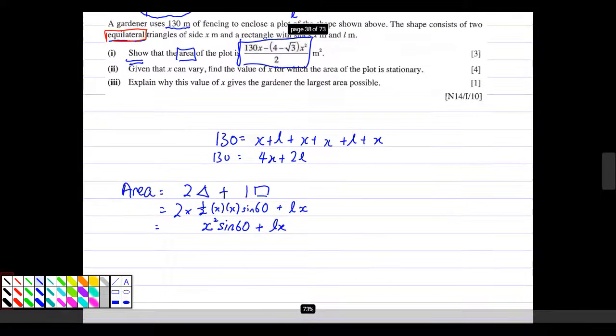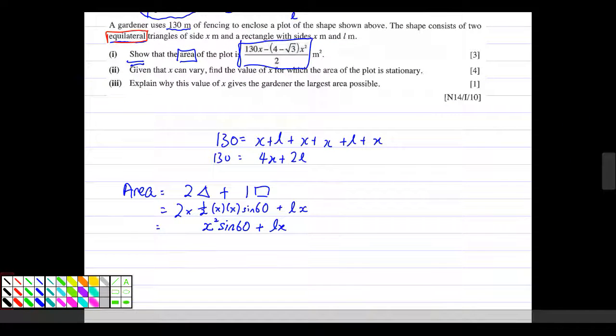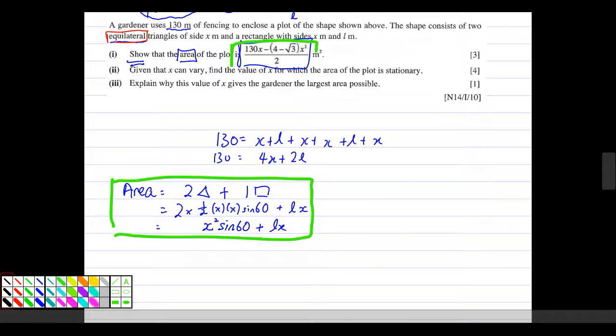Now, I want your attention to this area that you have and this area that they want you to find. Can you tell me the difference? What's the difference? There is no L. Very good. There is no sine 60, right? There is no L, no sine 60.